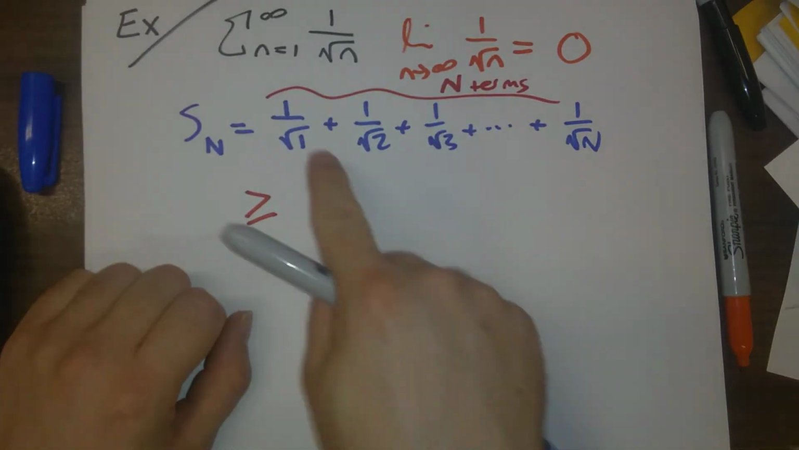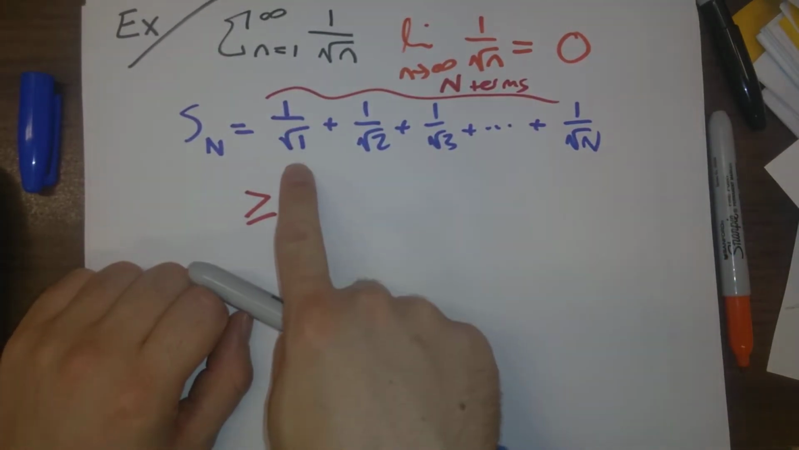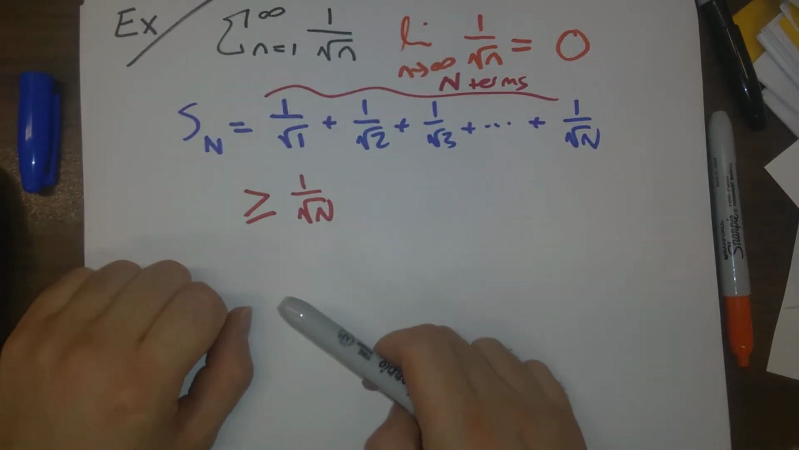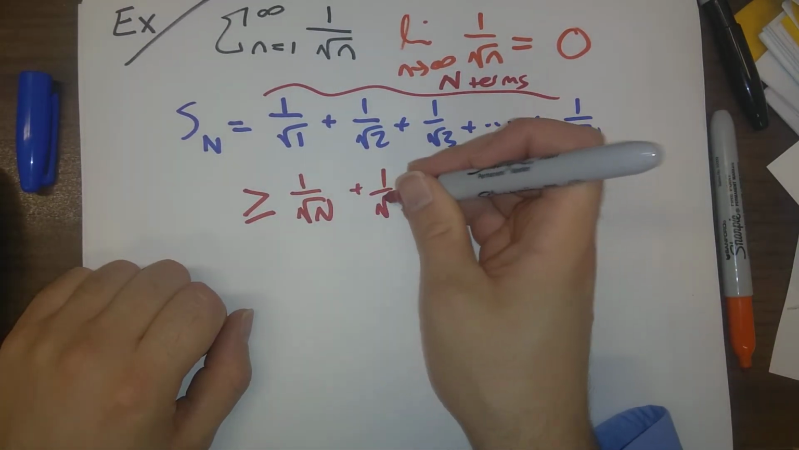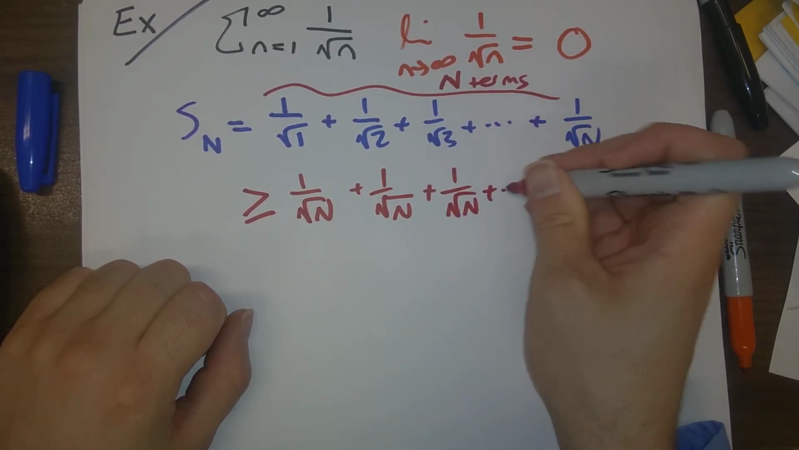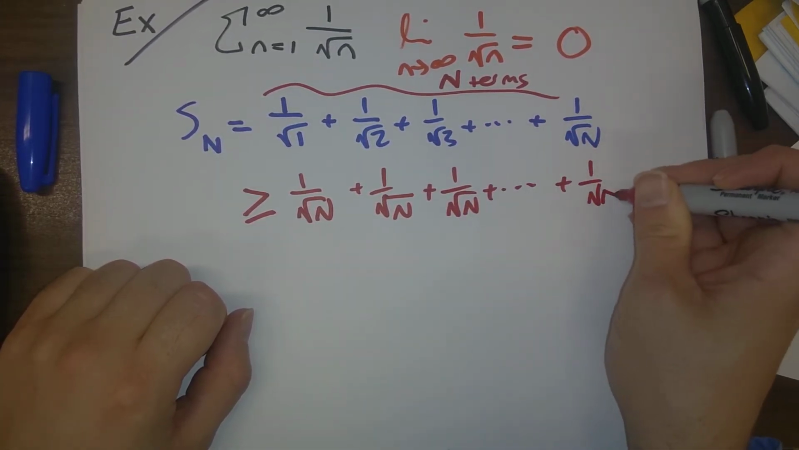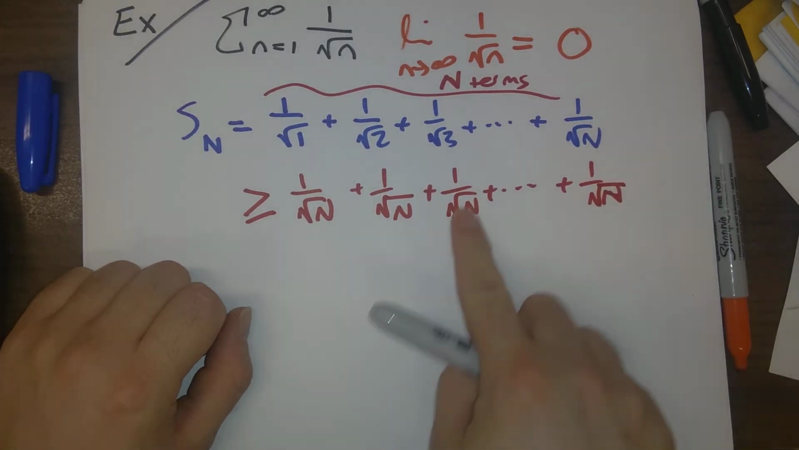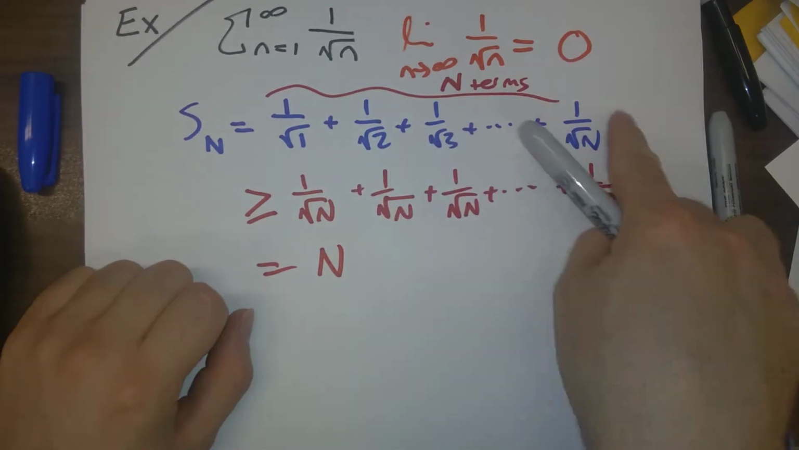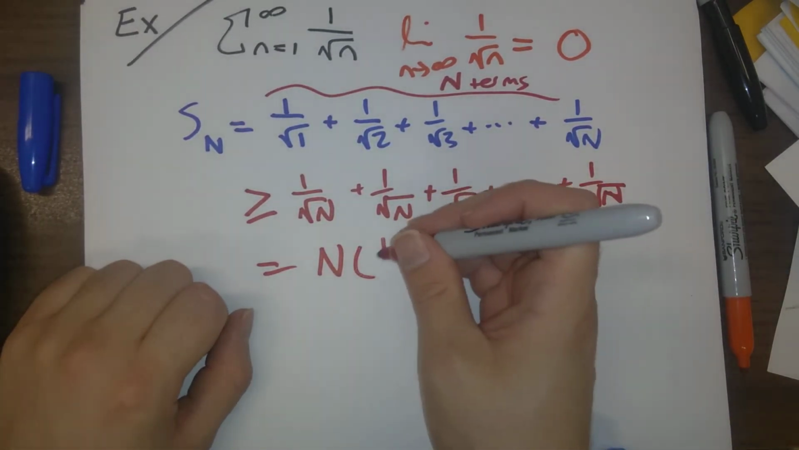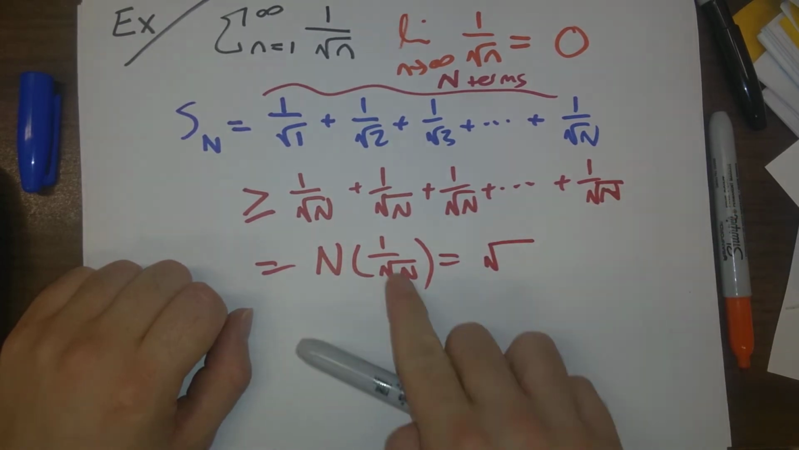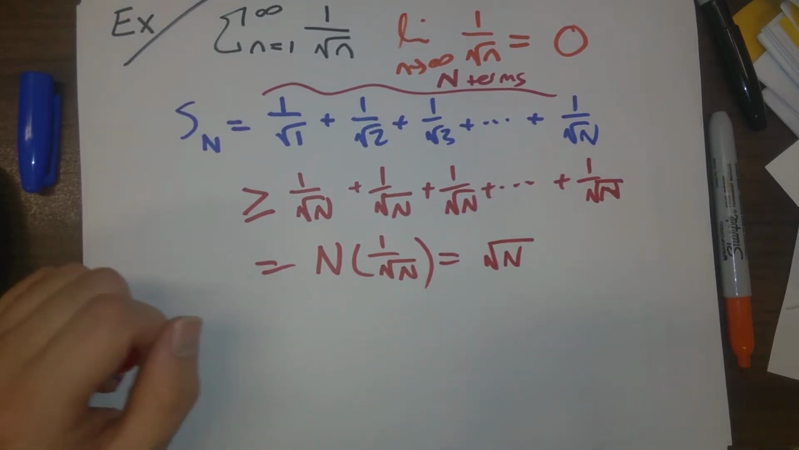And we can say that 1 over square root 1 is bigger than 1 over square root n. 1 over square root 2 is bigger than 1 over square root n. 1 over square root 3 is bigger than 1 over square root n. And so why do we do this? Well, this is n copies, because there were n terms to start with. This is n copies of 1 over square root n here. So n divided by square root n is square root n.